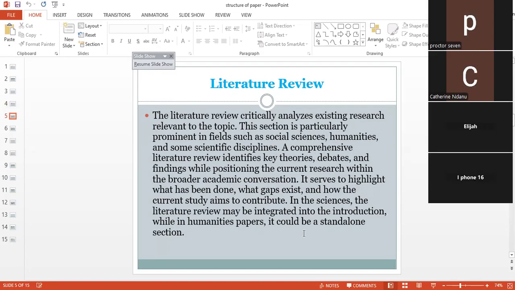Then you have the literature review. Another very important part of an academic paper is the literature review.